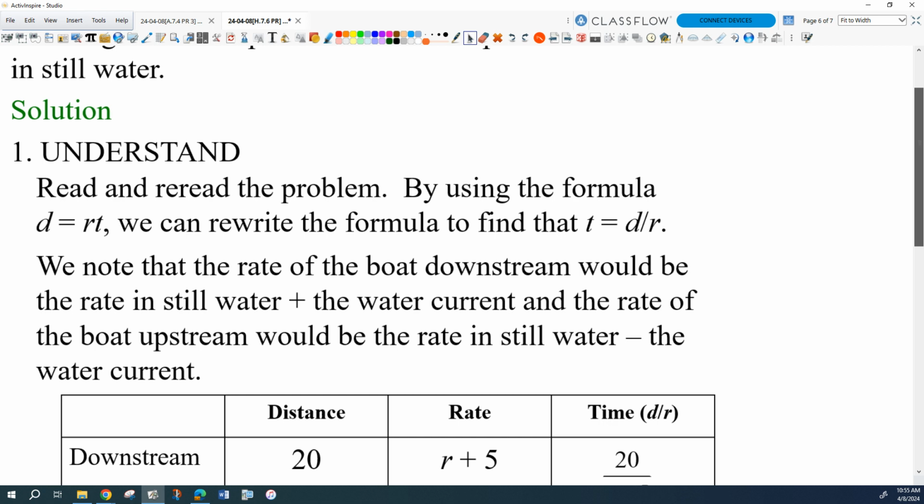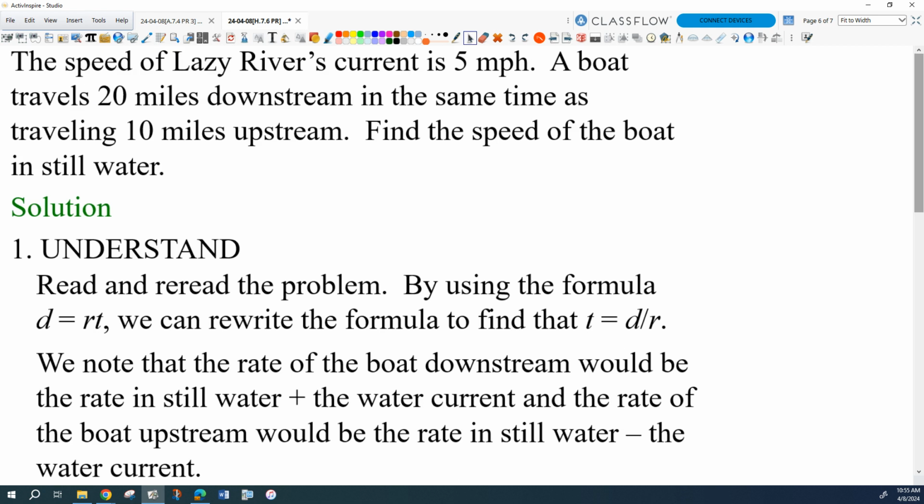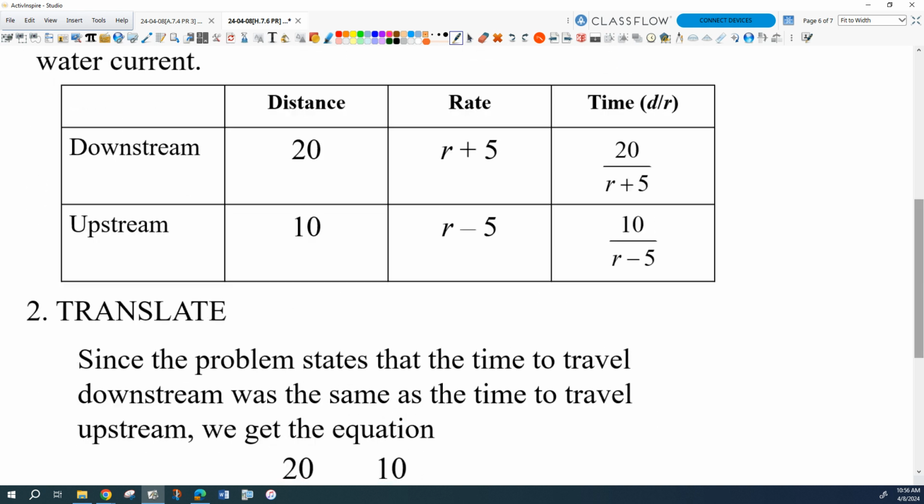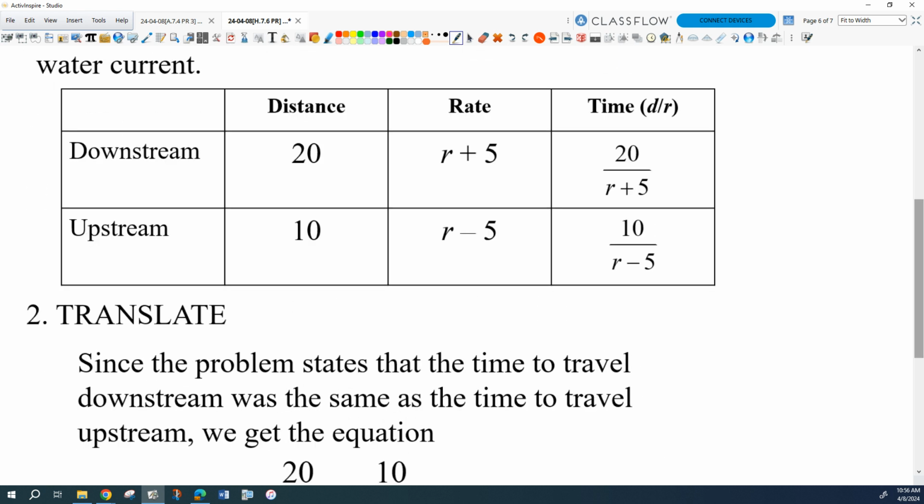The key here that allows us to do this problem is this statement right here. In the same time, right? So if I come up with expressions for the time going upstream and the time going downstream, because I know they're the same, what could I do to those two times? Set them equal to each other. How many unknowns are there then in that equation? Just one, so we're good, right?